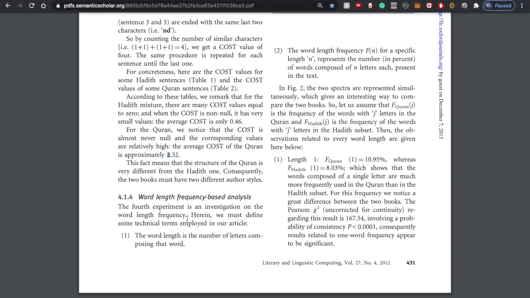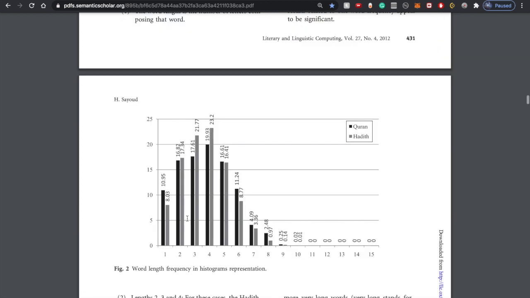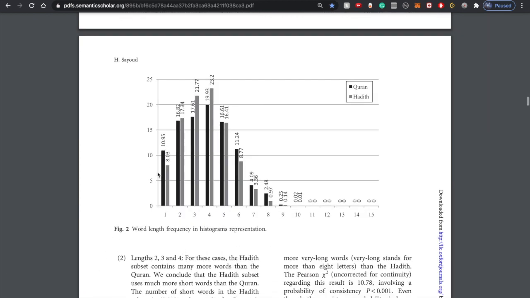Here's another test. So here they were looking at word length frequency. And so basically what that means is, as they explained, the word length is the number of letters composing that word, whereas the word length frequency for a specific length n represents the number of words that are composed of n letters. Right, so the word length frequency means how many words of a specific length are present. And so they did this analysis, and you can see there is a difference.